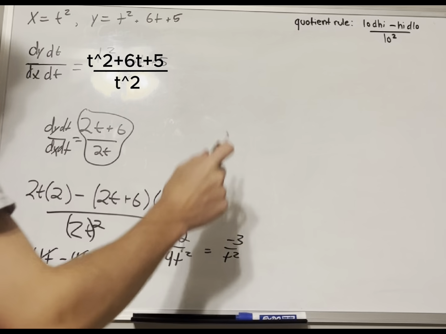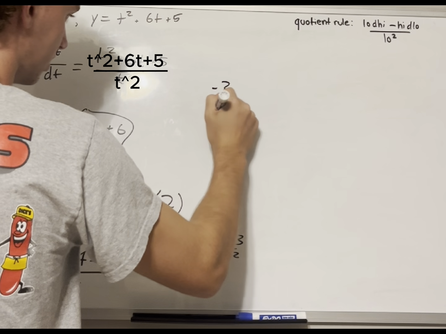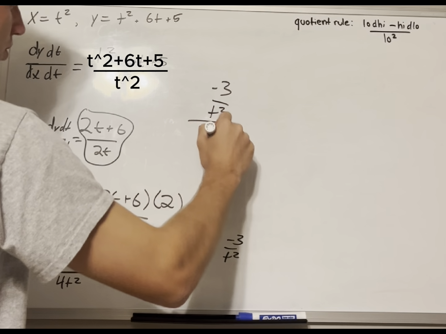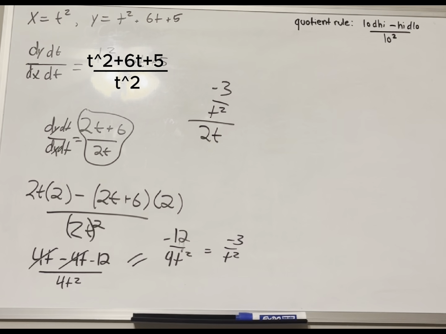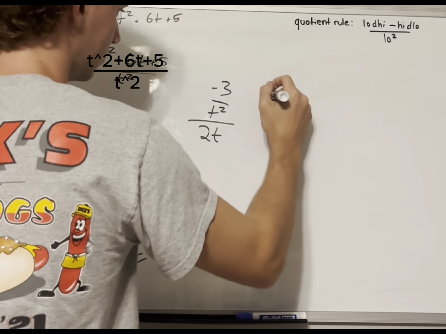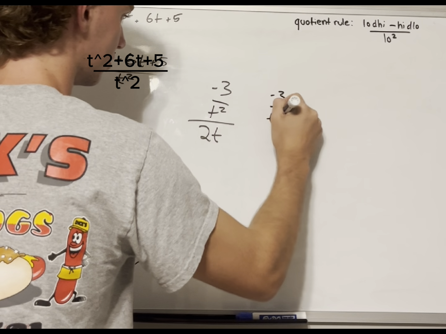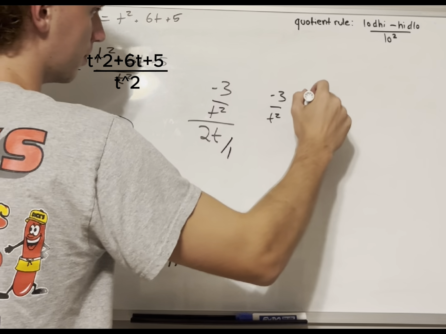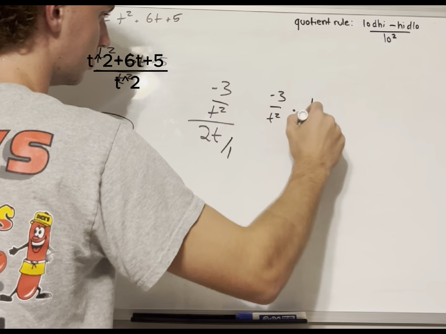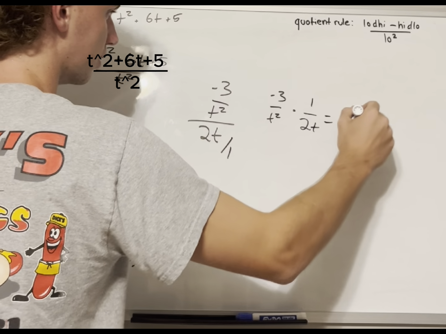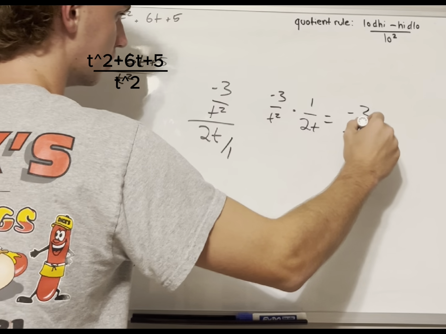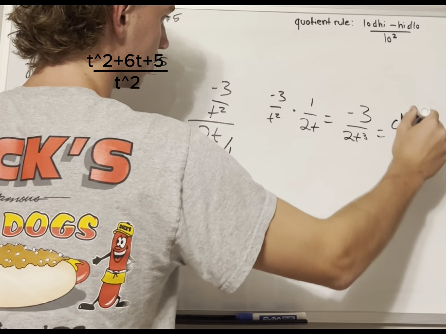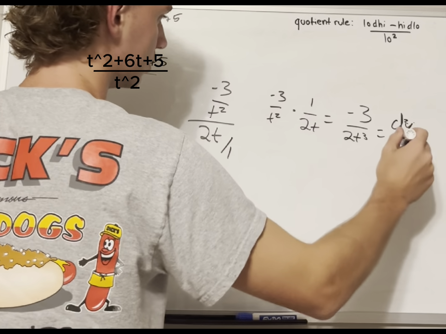So once you have this first derivative, negative 3 over t squared, then you have to divide it by the derivative of x, which is just 2t. And in dividing fractions, you got to use your keep, change, flip. So you get negative 3 over t squared times, and this is really over 1. So then times 1, flip it, 2t equals negative 3 over 2t cubed. And that is equal to d2y over dx2.